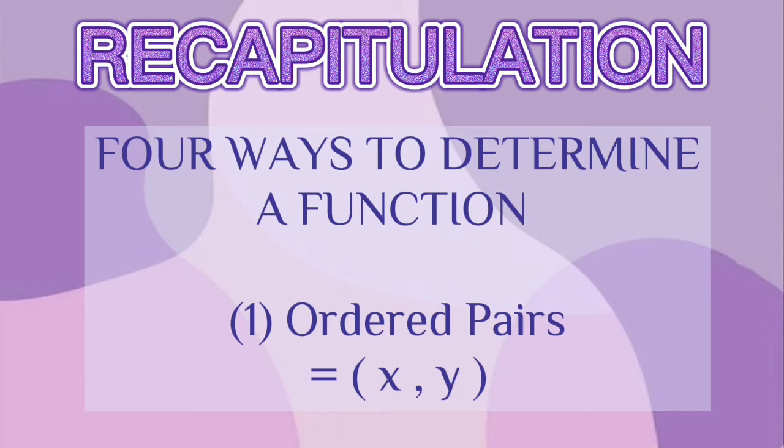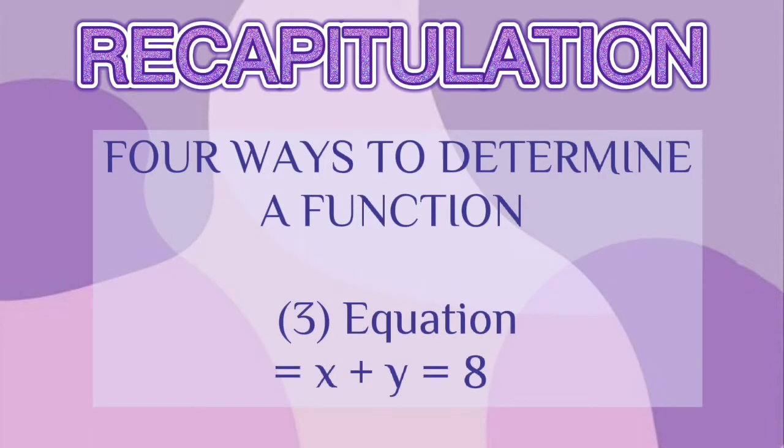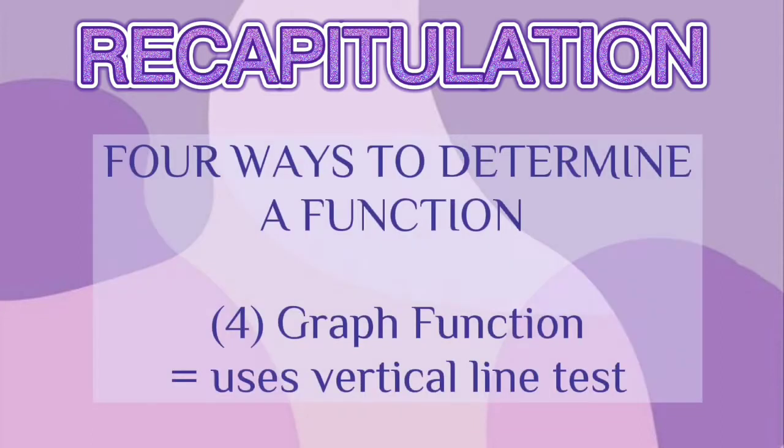First is the ordered pairs, the x and y. Second is the table. Although it is nearly the same as the ordered pair, it uses a table. Third is the equation, where y and x is equal to 8. And the last one is the graph of the function.